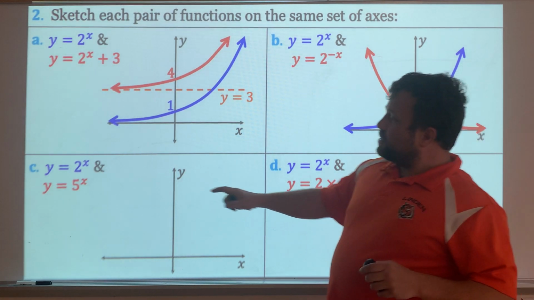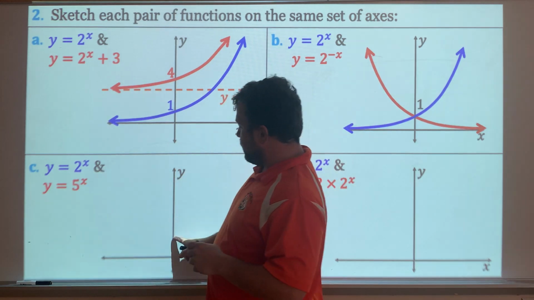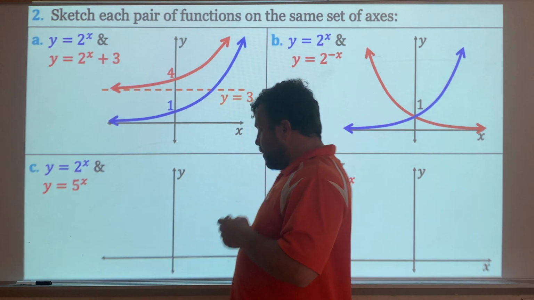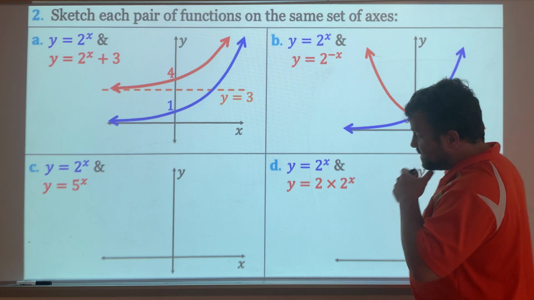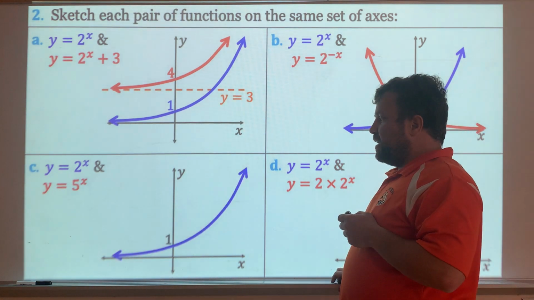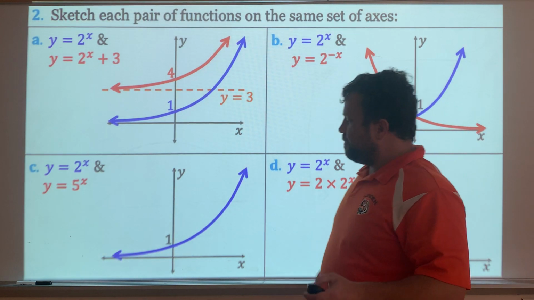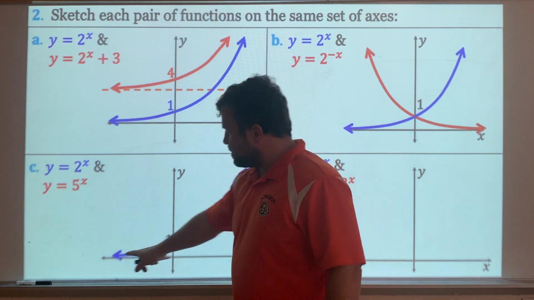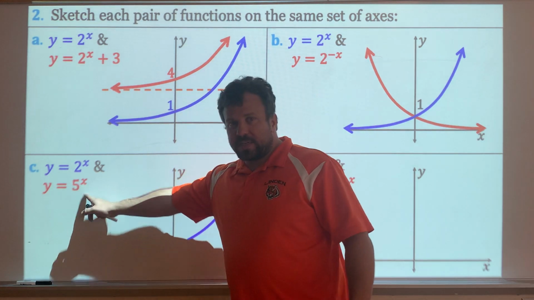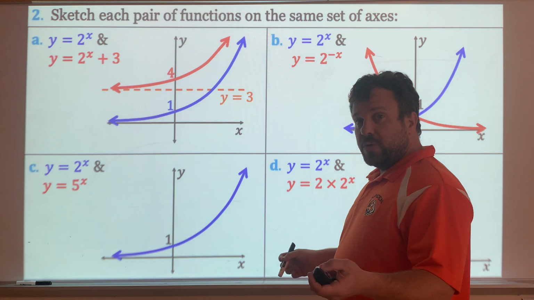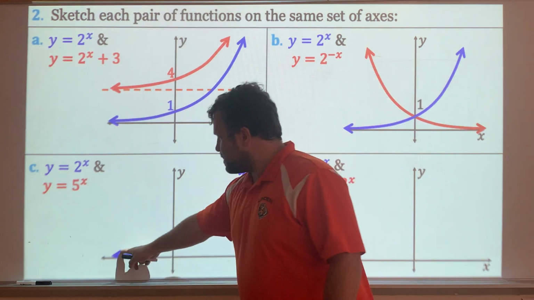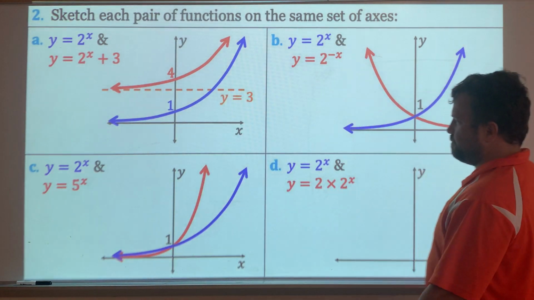All right, C, 2 to the x, 5 to the x. Well, we know they're both going to go through 1. We know they're both going to go in the same direction. They should be doing what? Increasing, right? So they go through 1, and it's increasing, has a horizontal asymptote of 0. But because this is 5, is it going to be steeper or flatter? It's actually going to be steeper. I'm not sure.